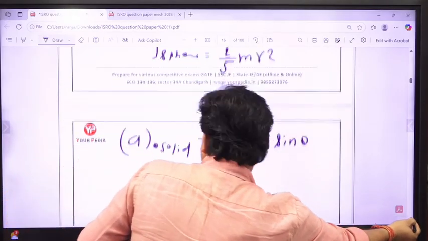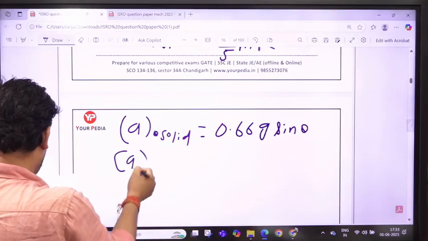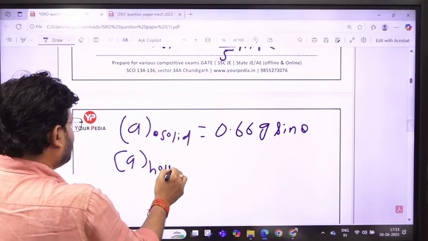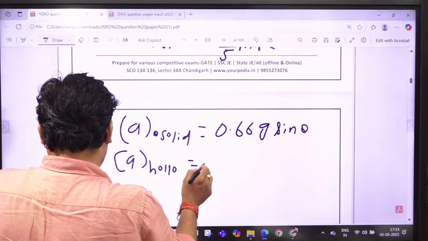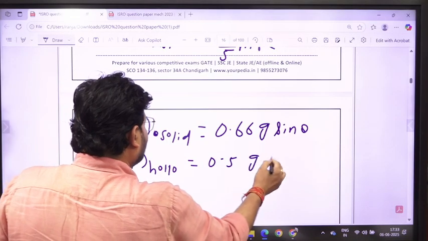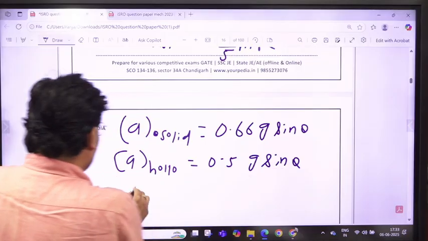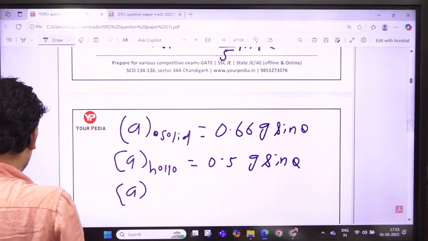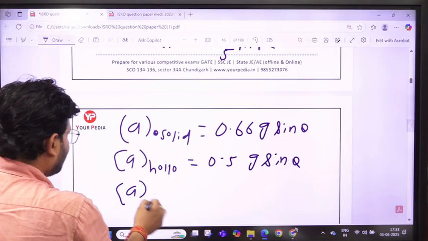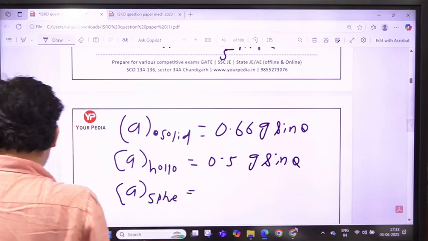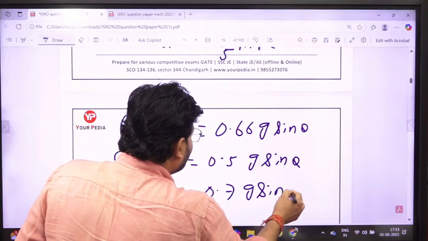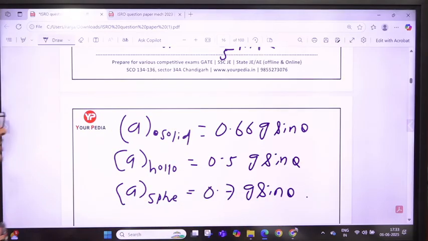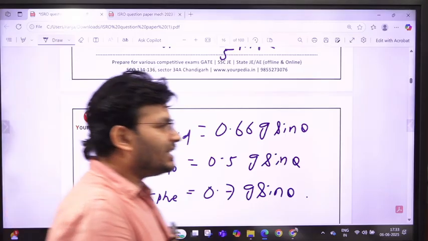In case of A of hollow cylinder, not sphere, it is coming out to be 1 upon 2.5 g sin theta. And if you talk about A in case of sphere, that value is coming out to be 0.7 g sin theta. Now tell me, my dear friends, which has higher A? So sir, sphere has higher A for the same mass, everything.